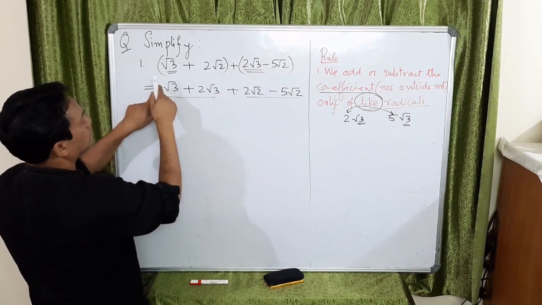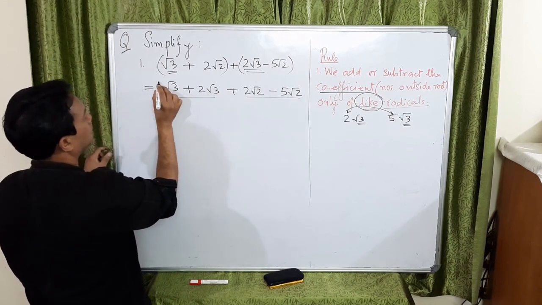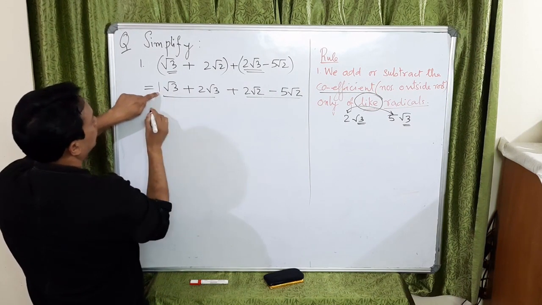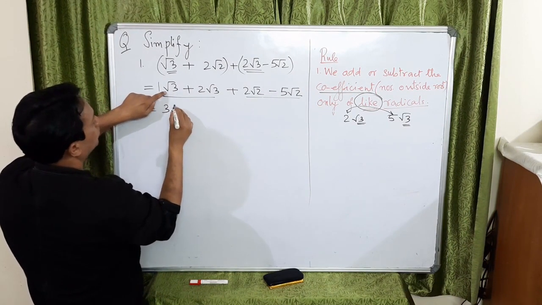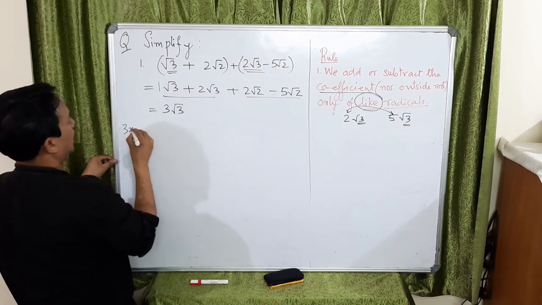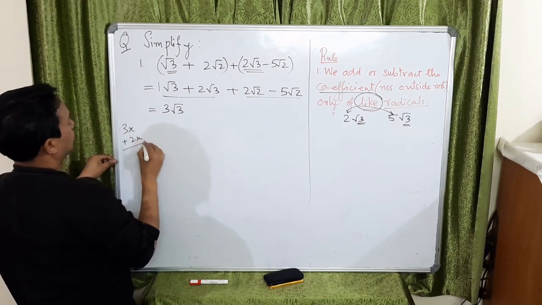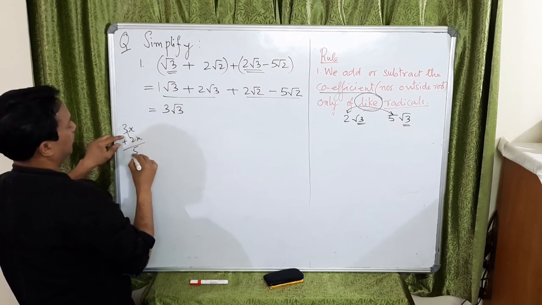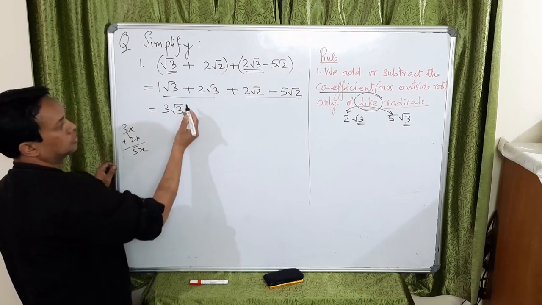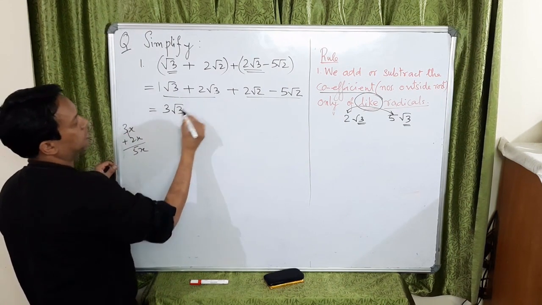So we'll add only the numbers outside. So what is the number outside? If you don't have anything, take it as 1. So plus 1 plus 2 will be plus 3. And root 3 will remain root 3. Don't add this. Like when we add 3x plus 2x, we add only the coefficients, this 3 plus 2, 5x. We don't add x plus x. We don't add this number. So similarly, we don't add this. Don't write 3 plus 3, 6, that will be wrong.